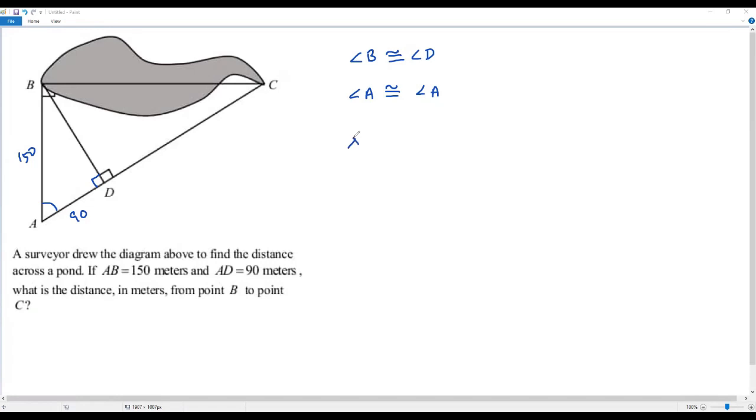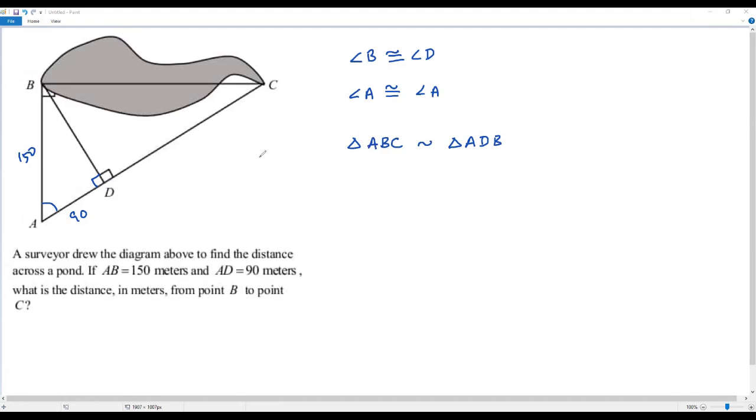Okay, now let me write the vertices in order. Let me take the vertex A in the bigger right triangle ABC, and the corresponding vertex in the smaller right triangle ABD also is the same A, because A is a common vertex for both the triangles. Now let me consider the vertex B in the bigger right triangle ABC. The corresponding vertex in the smaller right triangle is D, because at B and D we have right angles. Let me write it over here. The third vertex in the bigger right triangle is C, and the third vertex in the smaller right triangle is B. So these two triangles are similar by angle similarity postulate.